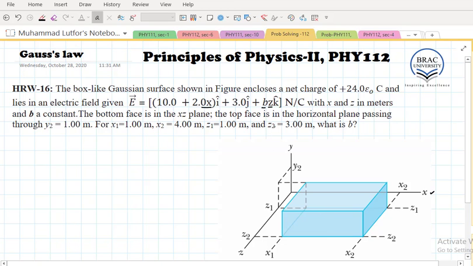And the top face of this box is the horizontal plane passing through y equal to 1 meter. So this is the top face, which is at y equal to 1 meter. The range is given from x1 equal to 1 meter, x2 equal to 4 meters, z1 equal to 1 meter, and z2 equal to 3 meters. Then we have to find the value of the parameter b. What would be the value of b?